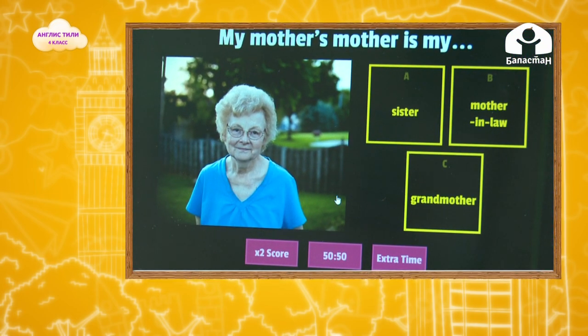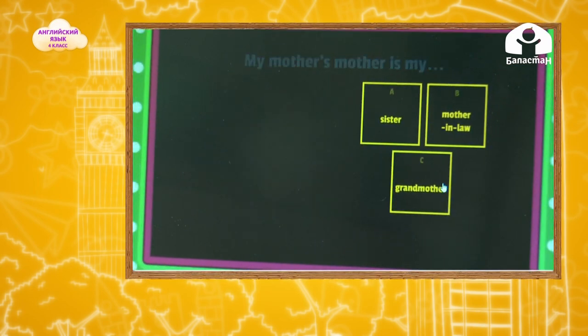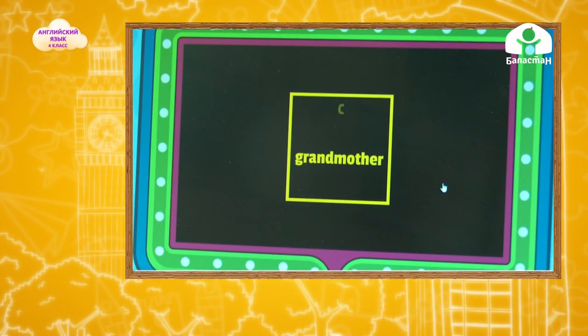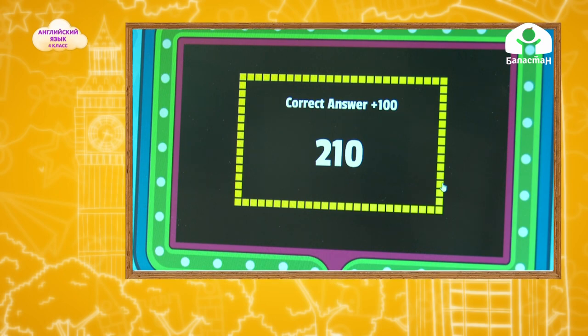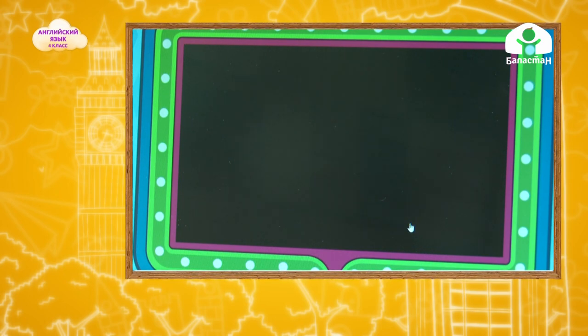Number 2. My mother's mother is my... What do you choose? Sister, mother-in-law, or grandmother? My mother's mother is my grandmother. Good job! Next question.